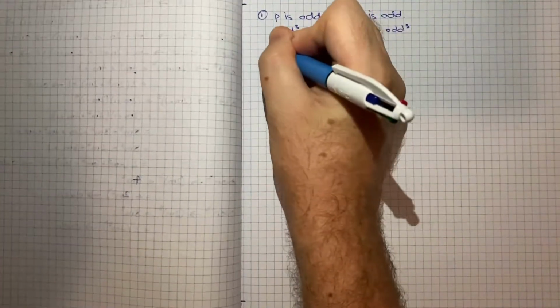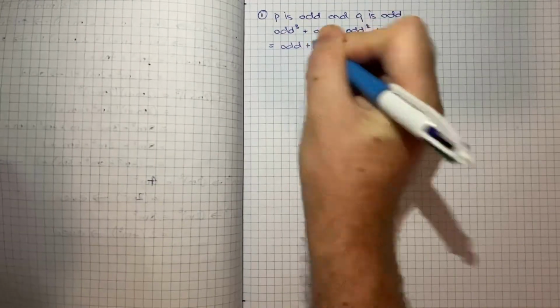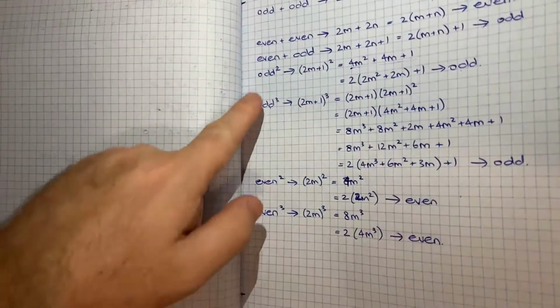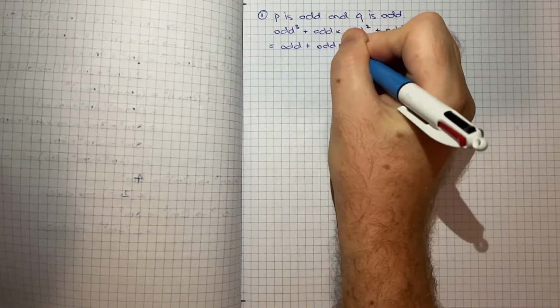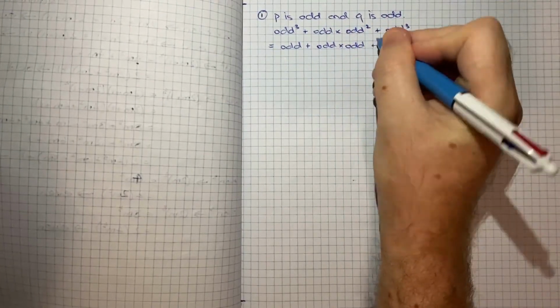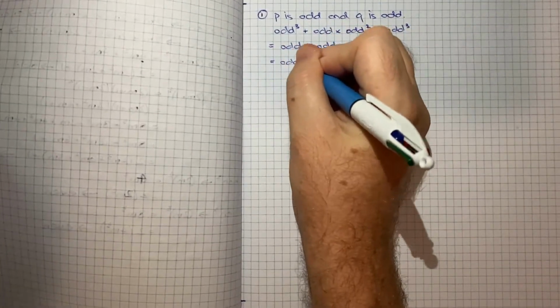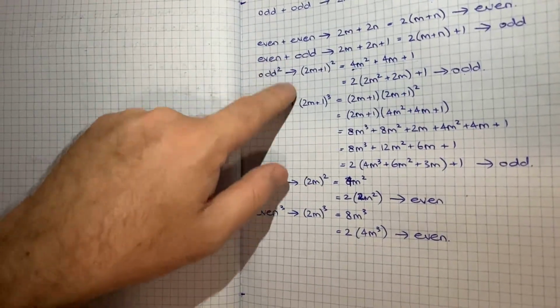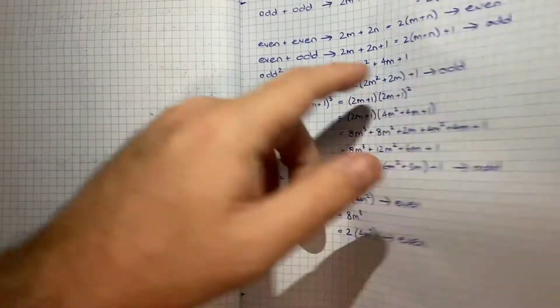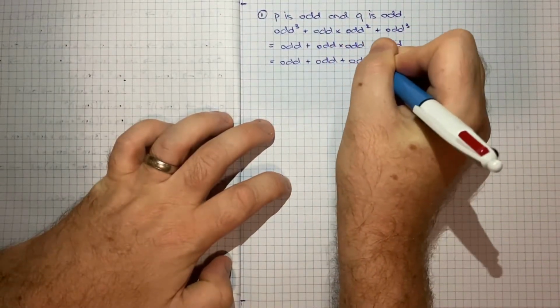So what does that give us? We just go to our results. An odd cubed is odd, so we get an odd number, plus an odd squared is odd, so we'd get odd times odd, and then odd cubed is odd. So what does that give us? An odd plus, now an odd times an odd is basically odd squared again. Odd squared is odd. So we get an odd number plus an odd number plus an odd number.